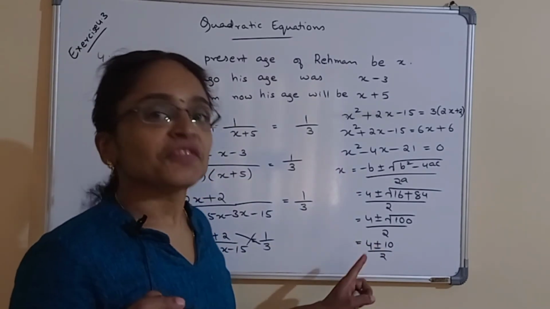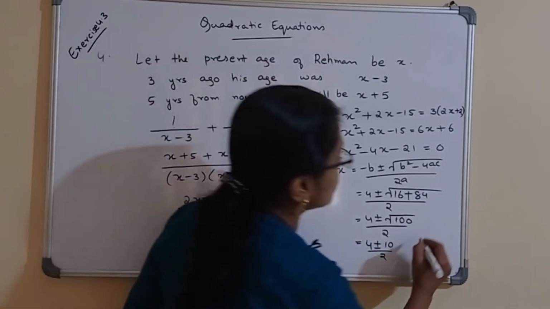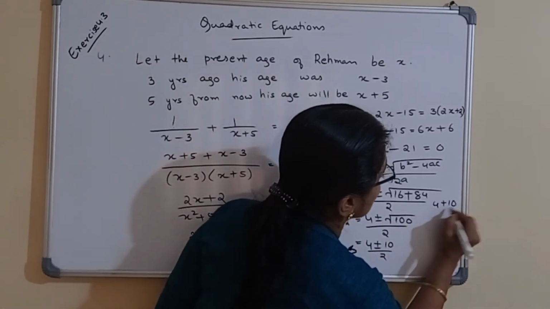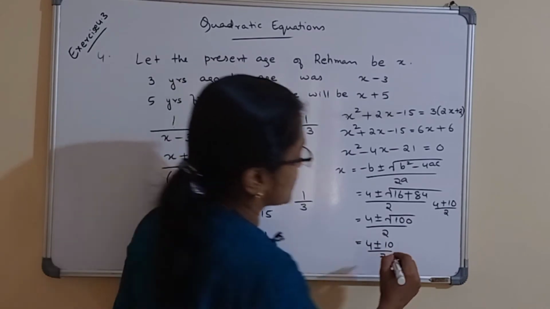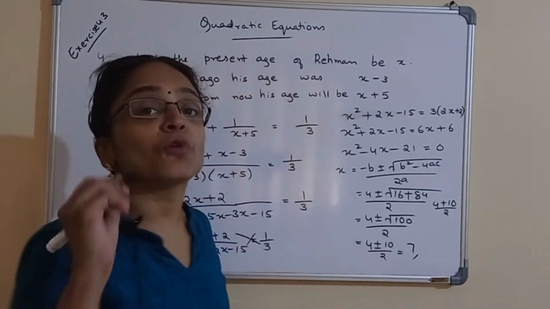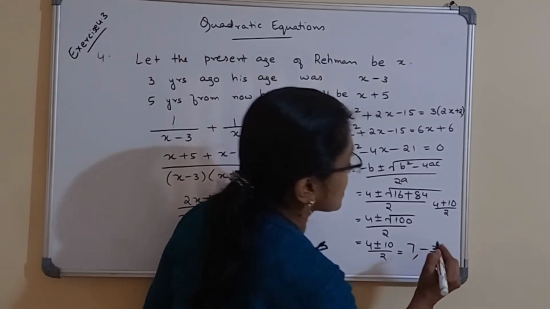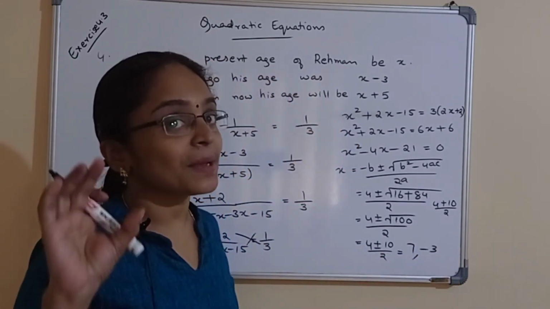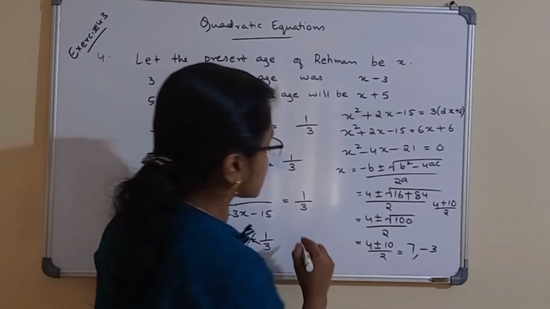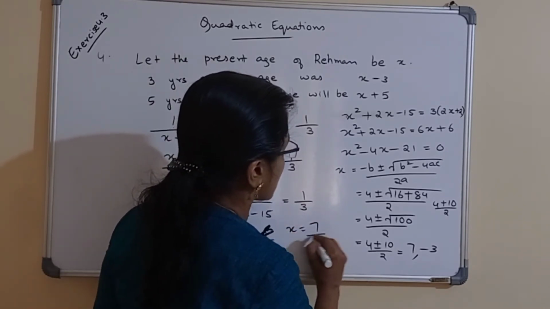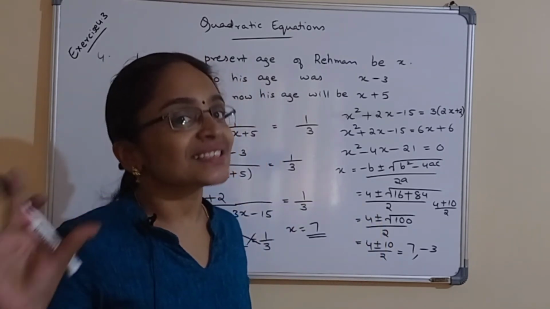If we take 4 plus 10 by 2, we will get 14 by 2, which is equal to 7. And 4 minus 10 by 2 is minus 6 by 2, which is minus 3. But age can only be a positive number. So x is equal to 7. That is, the present age of Rahman is 7 years.